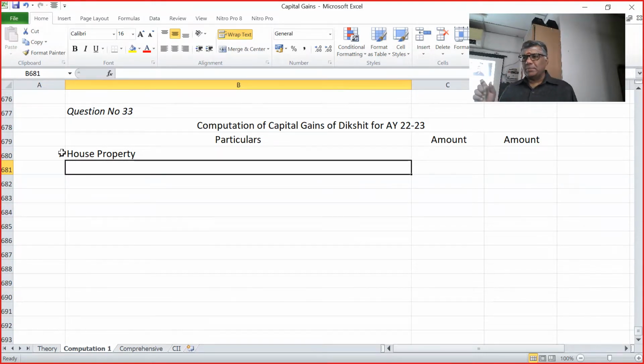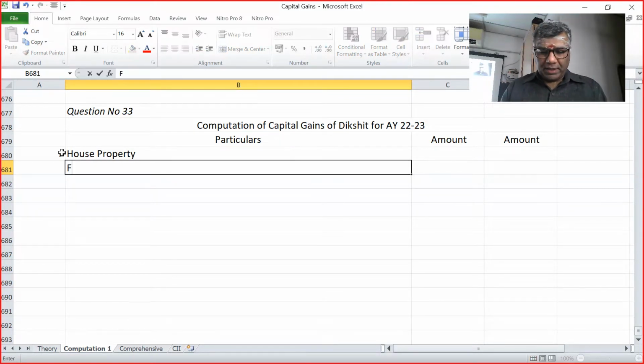It is not advisable to do columnar. One has a Manjula Desha implication, one has exemption. So let's do it independently. First, let's do house property. Full value of consideration. How to compute?